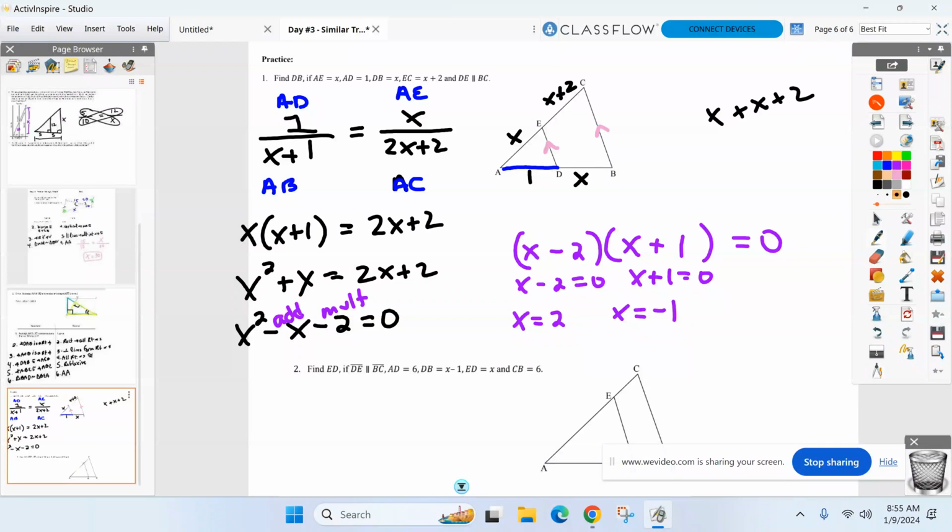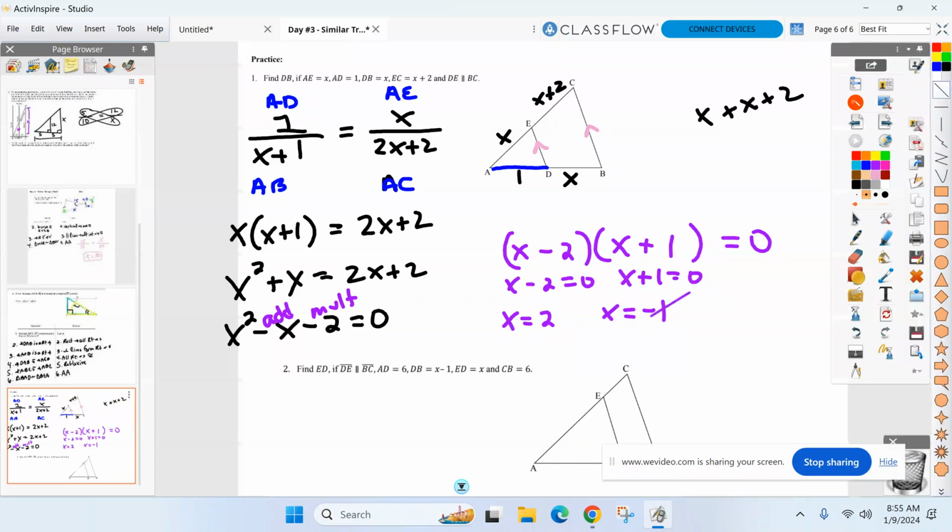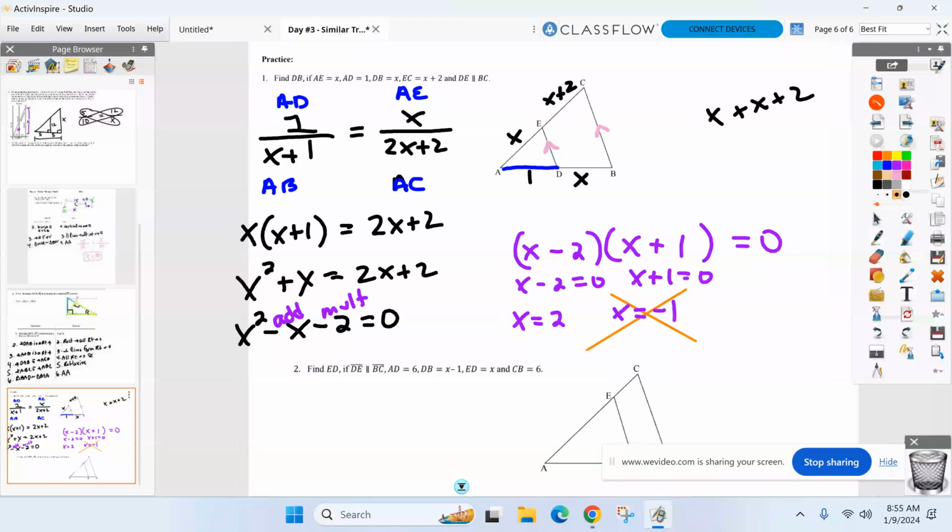If I take -1 and plug it in for DB or AE, is it going to be possible to have a side length of -1? No, I can't. So if you plug your answers back into the diagram and it gives you a negative side, that is a problem and needs to be rejected. Is 2 okay? Take a look. Plug in 2 everywhere in the diagram. I don't think I'm going to get a negative side there, so I can accept 2. So that's the only answer I can accept.